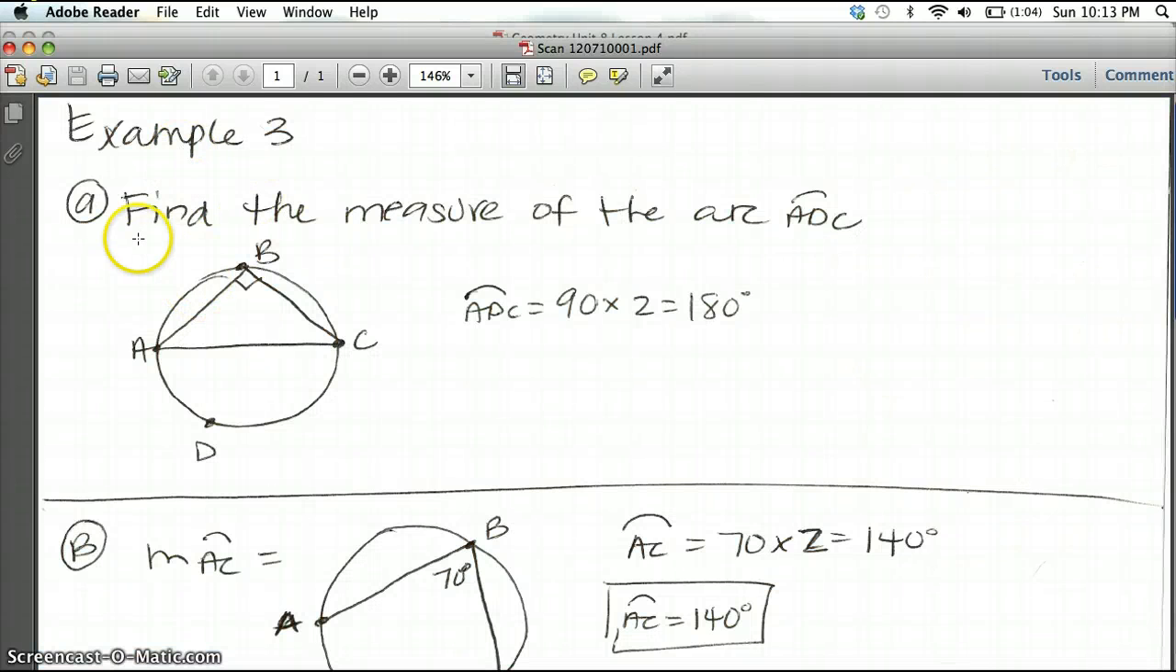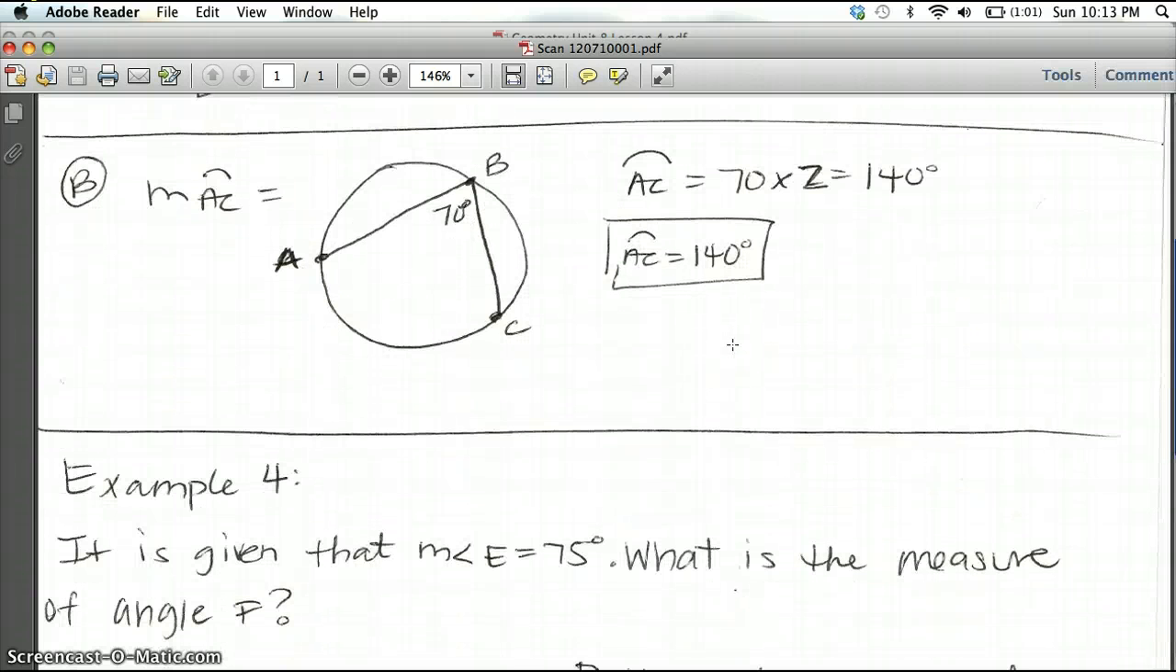And in example 3, it asks us, find the measure of the arc ADC. So A, D, and C. So let's look. What angle is inside that arc? Well, that's angle ABC, and angle ABC is 90 degrees. So arc ADC is twice as much. So the arc is 180 degrees. Now let's look at example B. It says, find the measure of arc AC, and here is arc AC. So, if our angle is 70 degrees, then our arc is twice as much. So 70 times 2 is 140 degrees. So arc AC is 140 degrees.